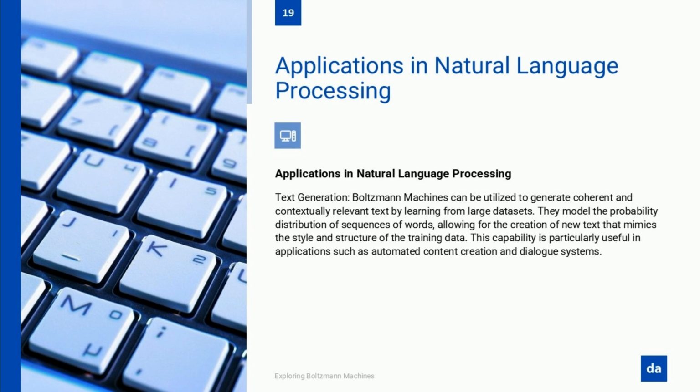One of the key strengths of Boltzmann machines in NLP is their ability to learn probabilistic representations of text data. Unlike traditional rule-based systems, they don't just memorize word sequences. Instead, they learn the underlying statistical structure of a language. This allows them to generate coherent and contextually relevant text, making them useful in applications like automated content creation, text completion, and conversational AI.